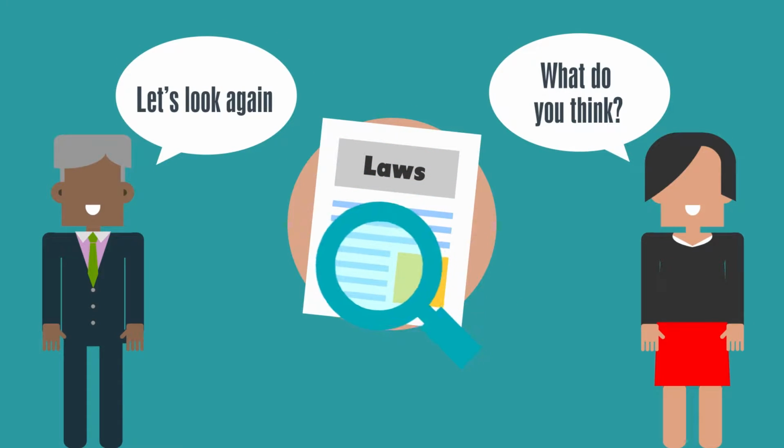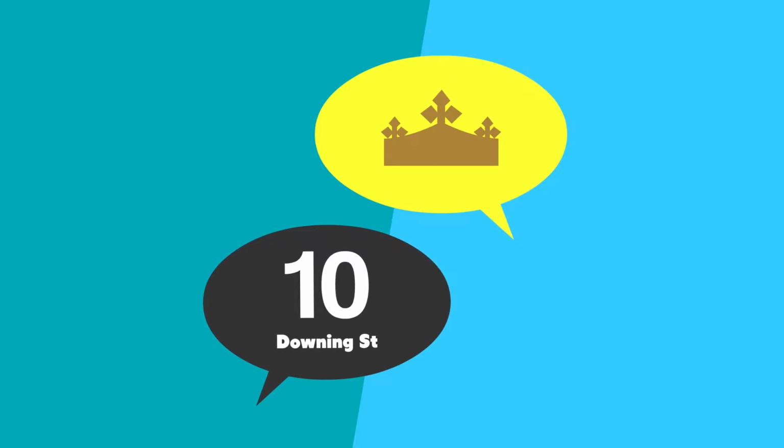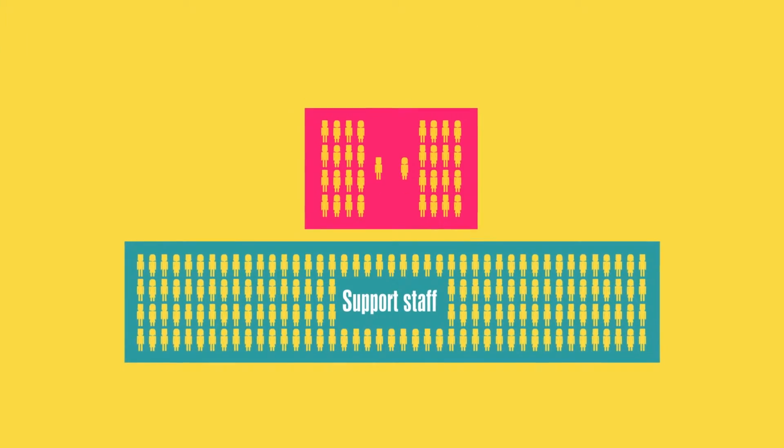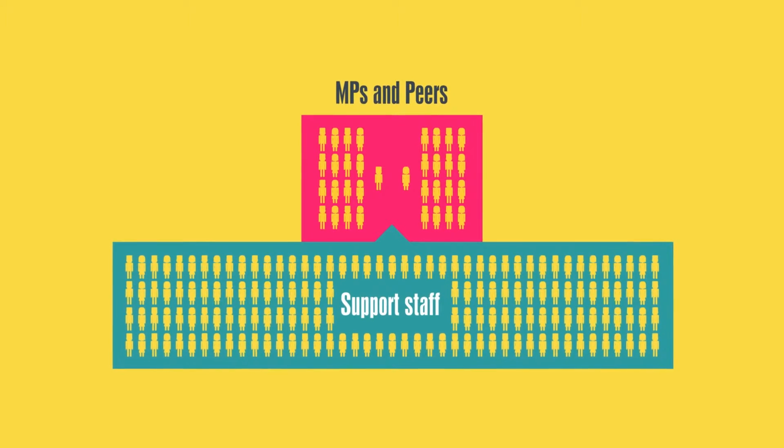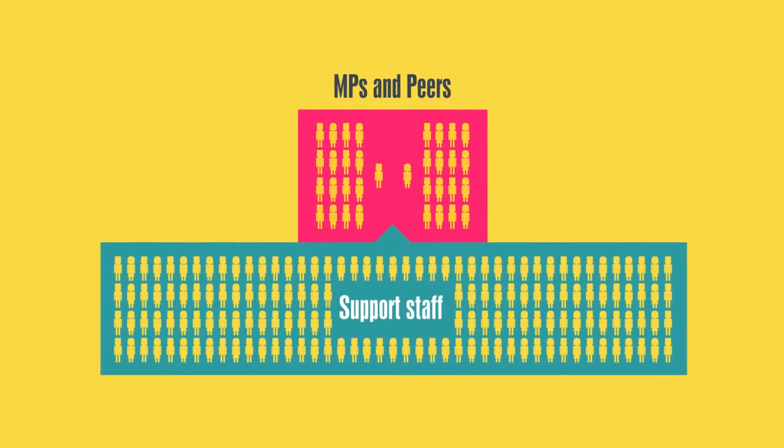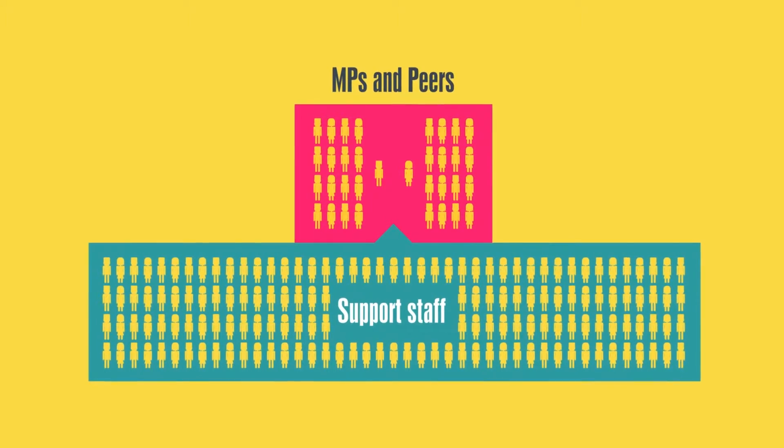Lords are selected for their knowledge and experience and hold government to account by using their expertise to look at laws and issues in detail. The monarch's role is mainly ceremonial. They meet the Prime Minister once a week to hear what's going on in Parliament and formally agree every new law. But that's not all. There are also people working behind the scenes who support the work of Parliament: clerks, librarians, researchers and many more.